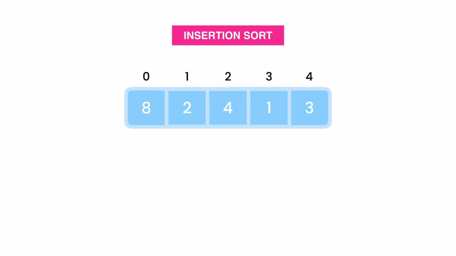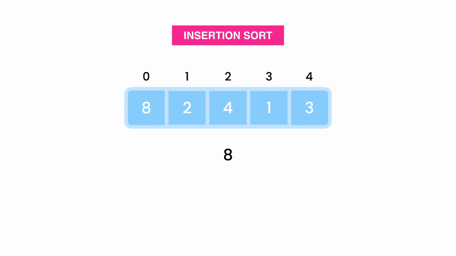The third sorting algorithm we're going to talk about is the insertion sort algorithm. A good way to understand insertion sort is to think of playing a card game. So imagine each item in this array represents a card. The dealer gives you one item or one card at a time. Every time you get a card, you insert it in the right position.